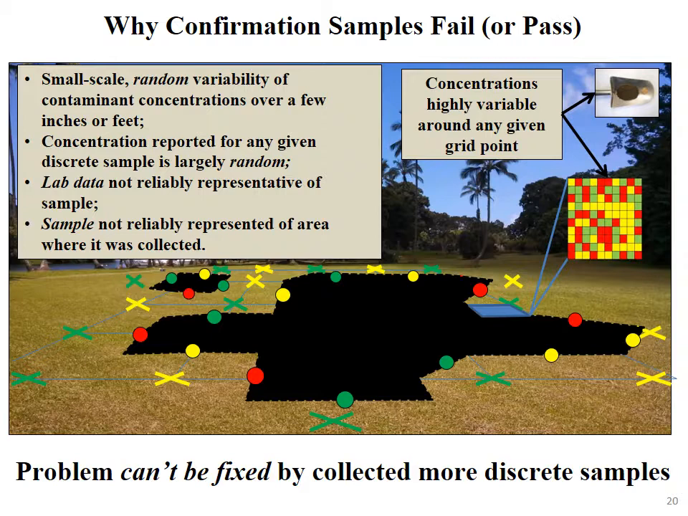It's because of small-scale random variability of contaminant concentrations over a few inches or a few feet. So the concentration reported for any given discrete sample is largely random within some unknown range for that particular spot of soil, area of soil you're testing. So a key thing to remember here is the lab data that you get back are not reliably representative of the sample that you sent them.